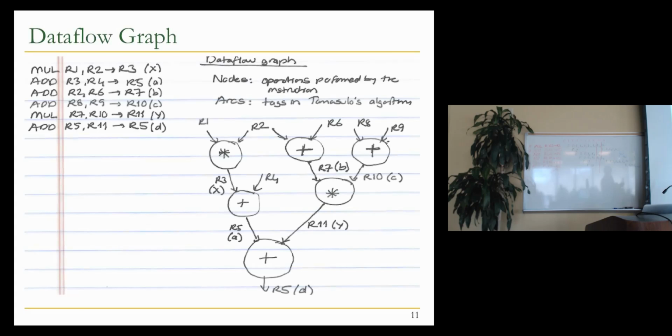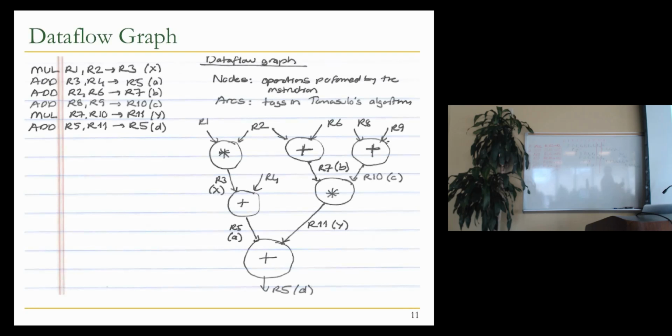A data flow graph, you've seen this before, but basically nodes are operations performed by the instruction. Here, for example, you have a multiply node, an add node, and arcs are the tags in Tomasulo's algorithm. You can think of these as registers also. Right? That's really the tags. For example, here you have R5. This is the add over here, and R5.